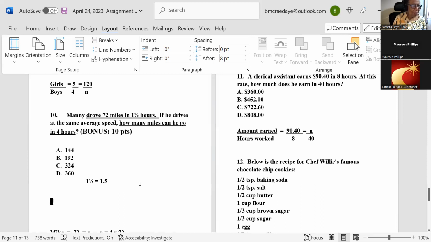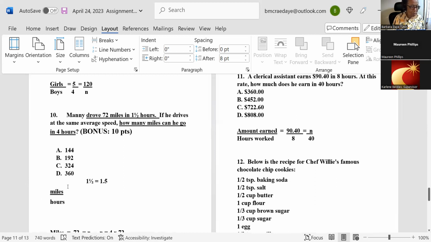Set it up and solve it. Okay, I'll use the decimal 1.5, which is easier to work with. So you can put miles. I put 72 miles, so let's put miles over hours.